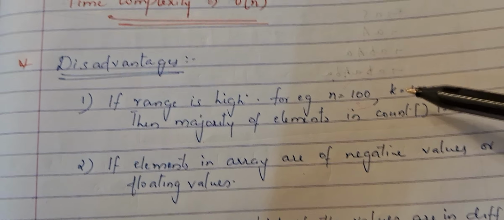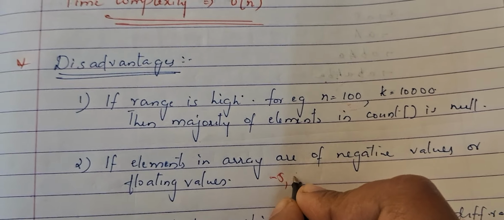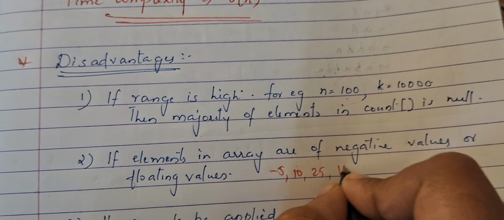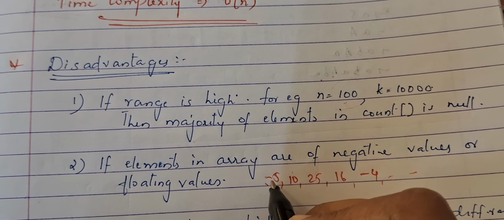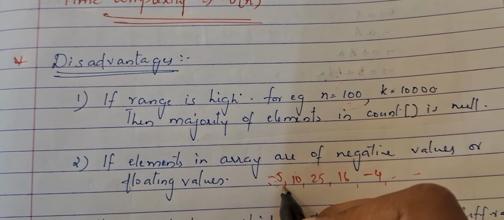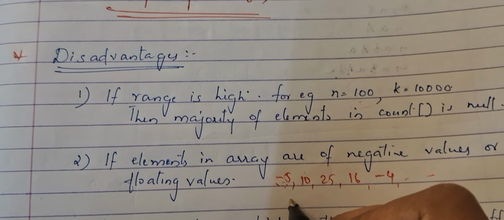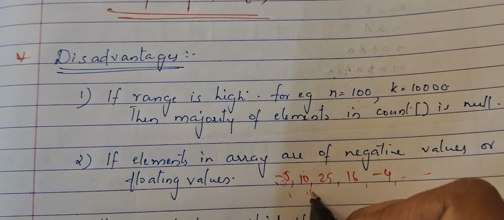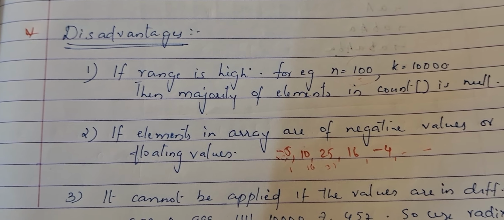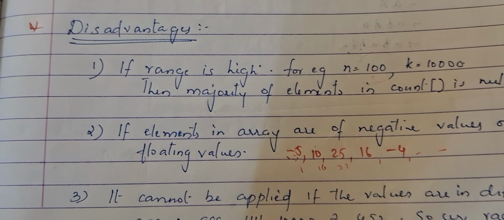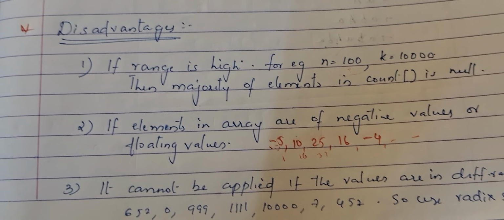The second one is, if the elements have negative values, suppose 5, minus 5, 10, 25, 16, minus 4, we want to convert these to positive. To make them positive, we commonly add some value. If we add 6, you get 1, then 16, 25 plus 6 is 31. You need to convert to positive numbers, and whenever you go to the corresponding index, you also need to convert to a positive number. So this is a tedious process, and also one of the drawbacks of counting sort.